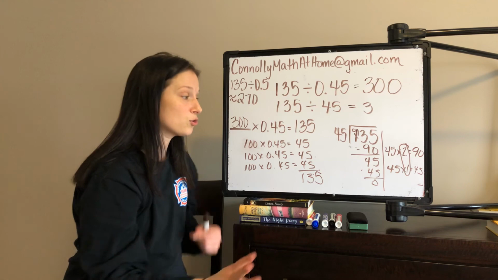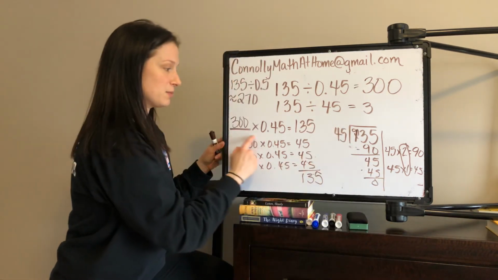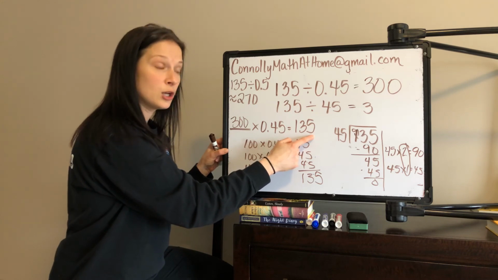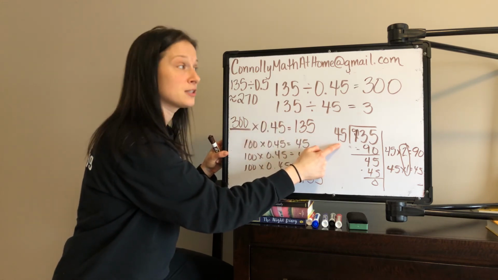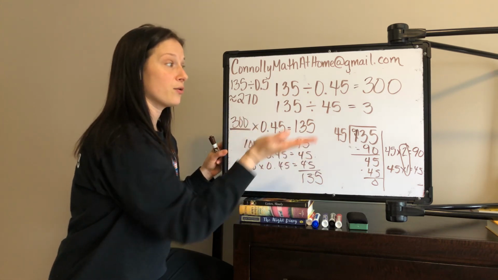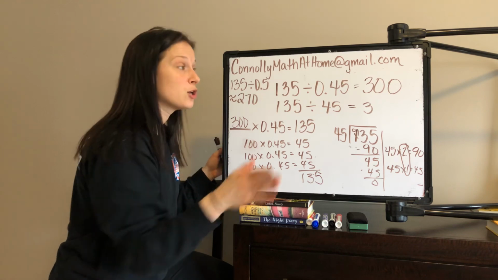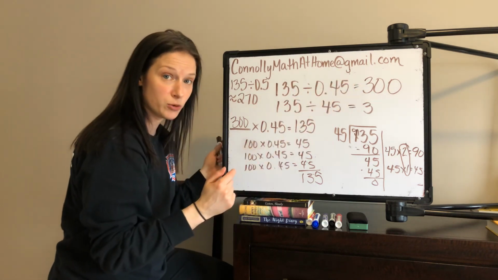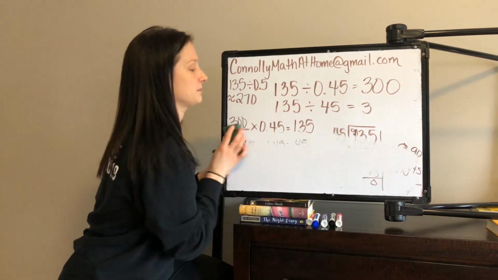Okay? So I'm going to give you 3 to try on your own. You should be writing it as a multiplication situation. You should be dividing as if you're dividing whole numbers. You should be thinking about how many times smaller your divisor got, so how much larger your quotient should get. You should also be checking your estimate.